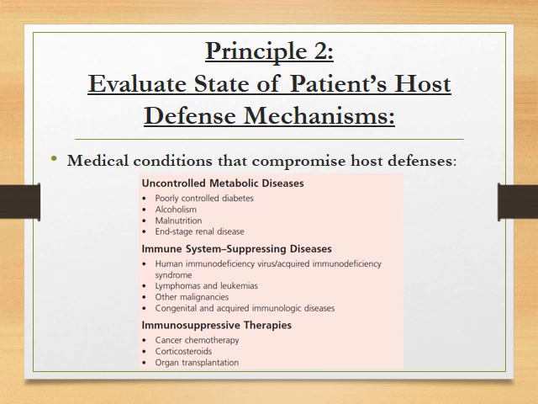From these diseases, what are the most common? It is diabetes. Type 1 and type 2 diabetes are the most common immunocompromising diseases, and worsening control of hyperglycemia correlates directly with lower resistance to all types of infections, which means uncontrolled diabetes patients have a poor response or lower resistance to infection.